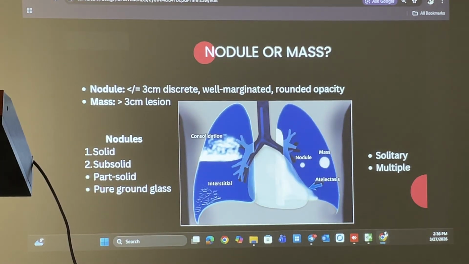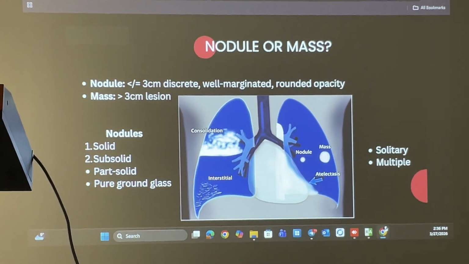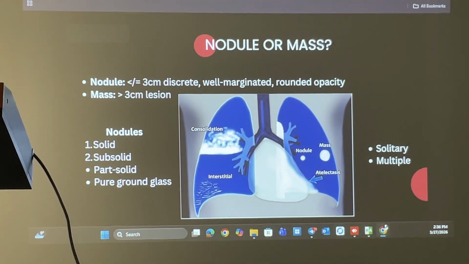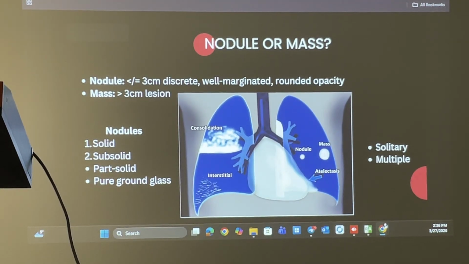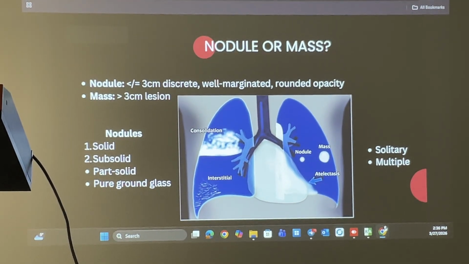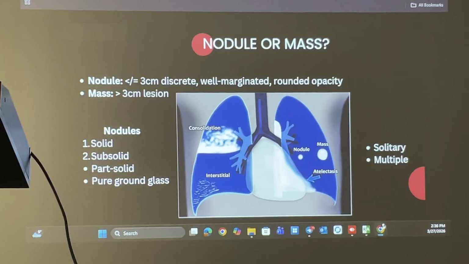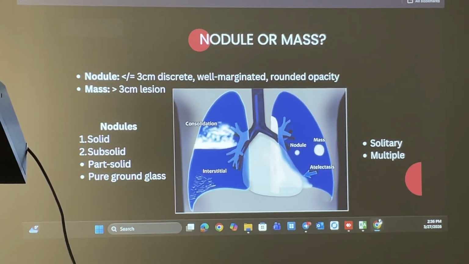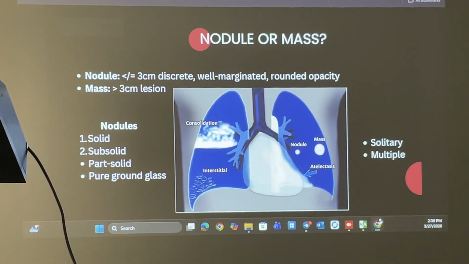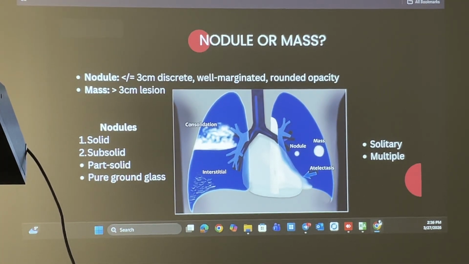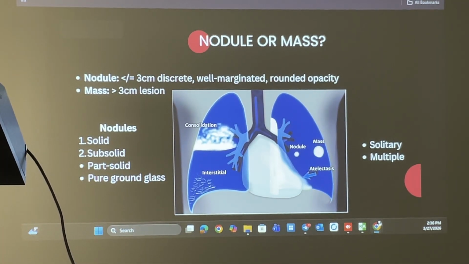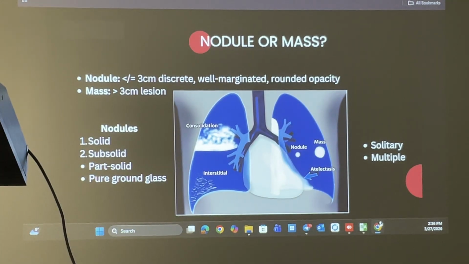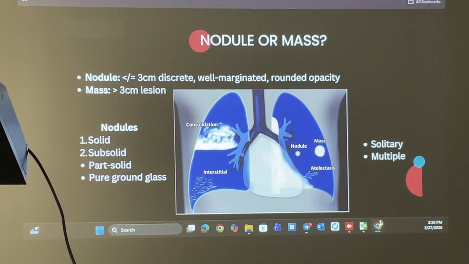So, do you remember what is the difference between nodule and mass? Size. More than 3 centimeters are masses, less than 3 centimeters are nodules. So, any space-occupying lesion, either solitary or multiple, and the difference between nodule and mass is their size.